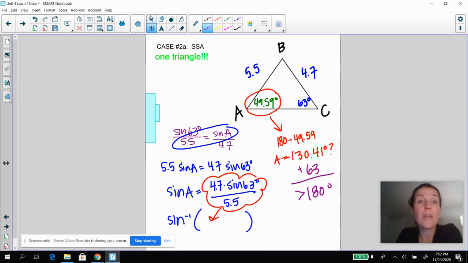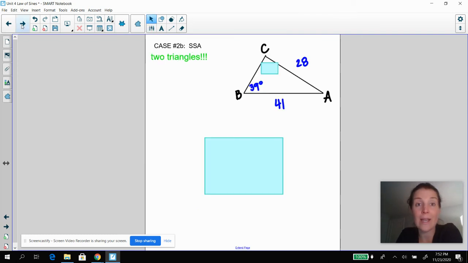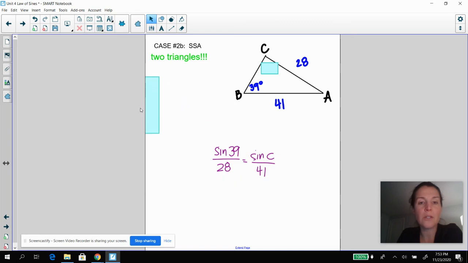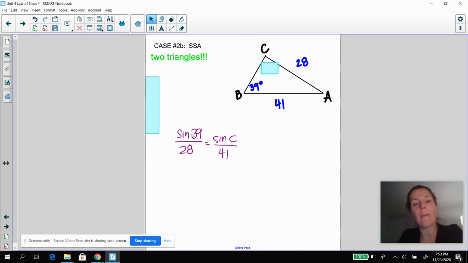So now let's look at this other side-side-angle case. I want you to pause the video here and solve for angle C. All right, we're back. So you solved for angle C. Hopefully this was your initial setup. And then you cross multiplied, amazing. You did the inverse sine, awesome. And you wound up getting that C was 67.15 degrees. Amazing.